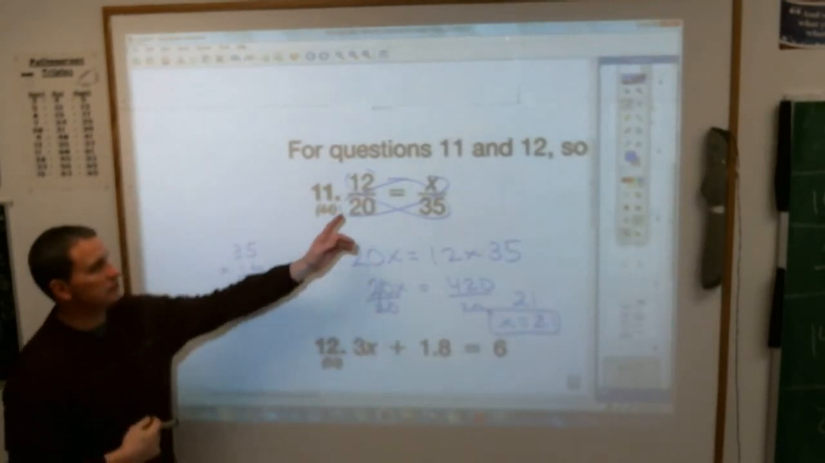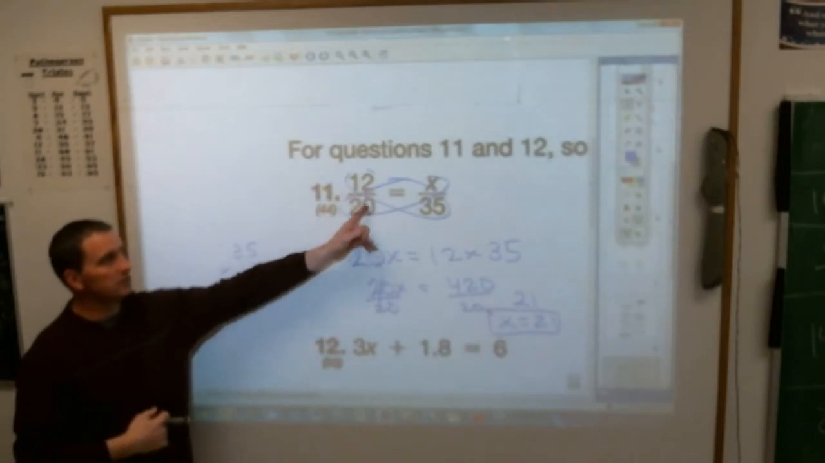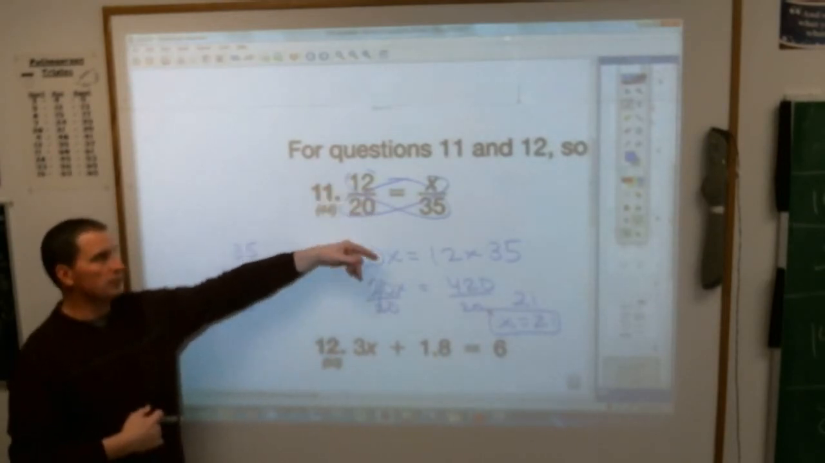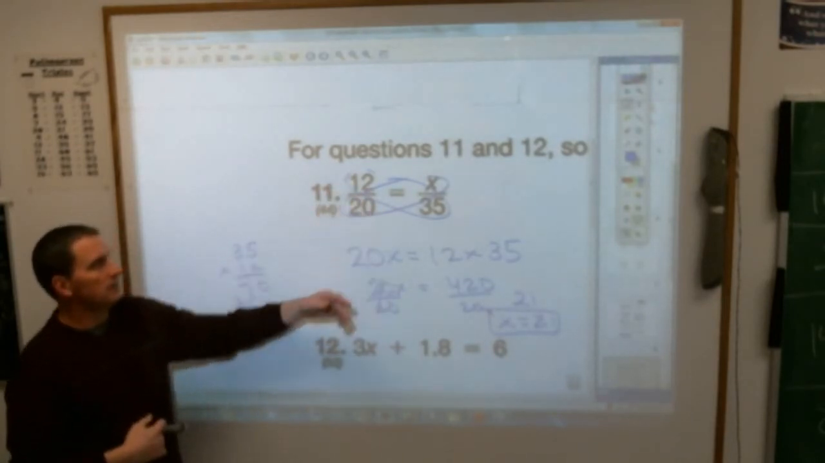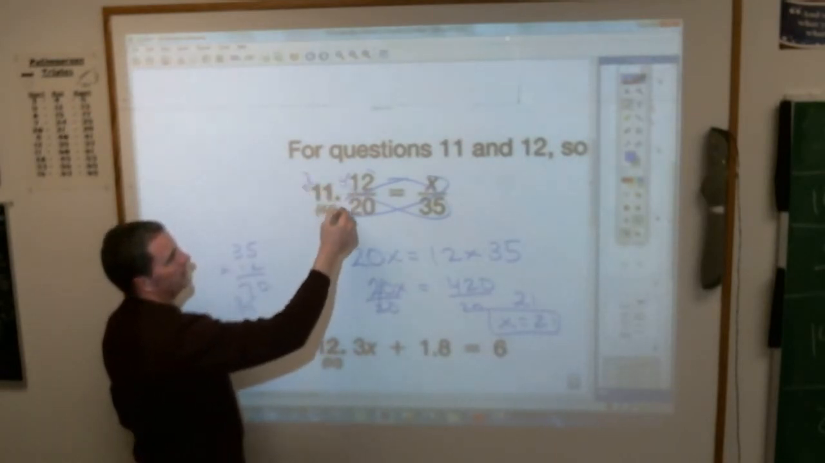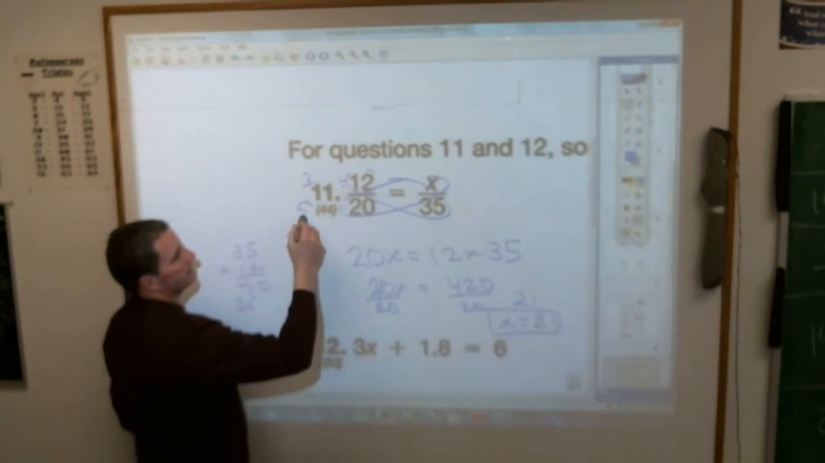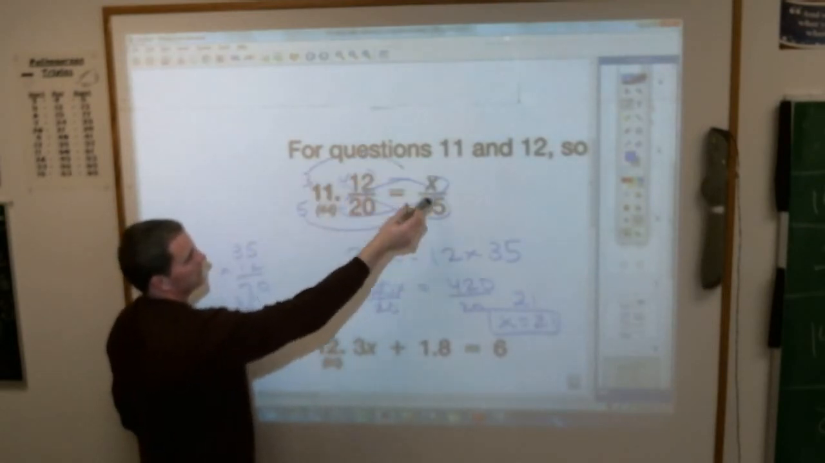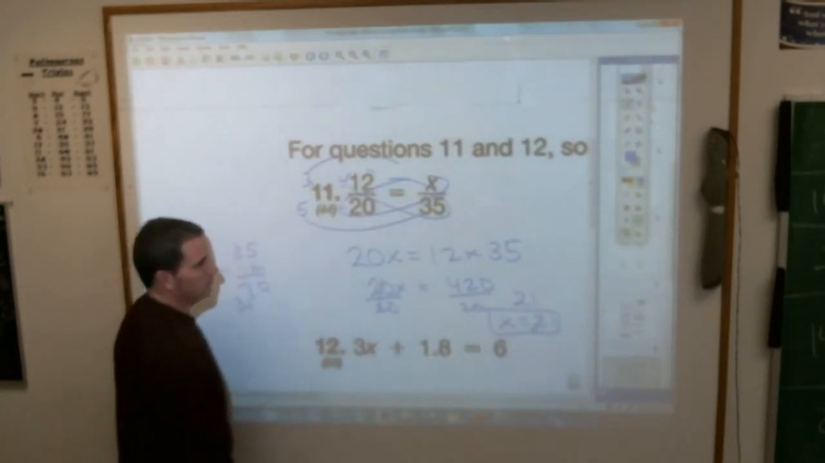You probably, again, maybe could have reduced this. I don't know if it'll work, would it have? Sure, you could have divided 12 by 4 and got 3, divided this by 4 and got 5. 5 times 7 is 35, 3 times 7 is 21.